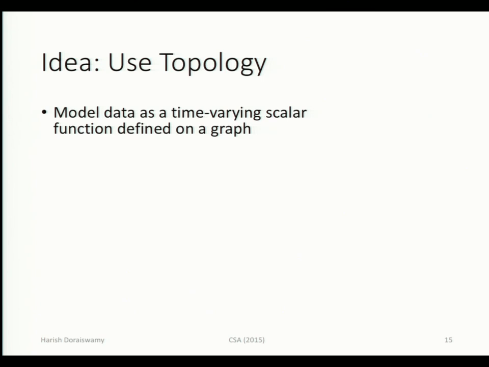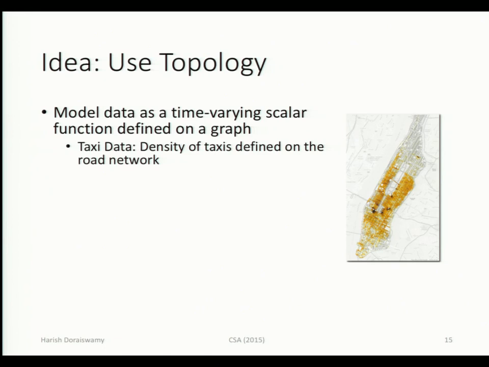So we model the data as a time-varying scalar function defined on a graph. For example, again for the taxi data, one of the functions that you can define is the density. So what this does is we take the road network of Manhattan and, for each point over there, we look at the density of taxis at that point at that particular time. And this is visualized using a heat map which goes from white to black for low to high.